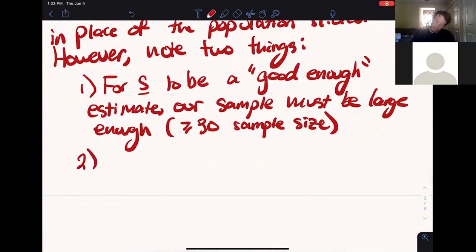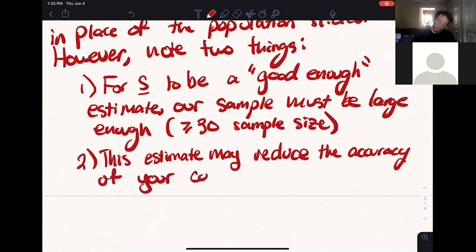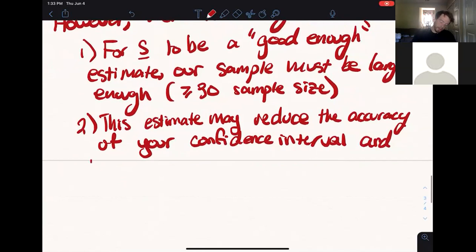The other thing to note is that this estimate may reduce the accuracy of your confidence interval and hypothesis test.